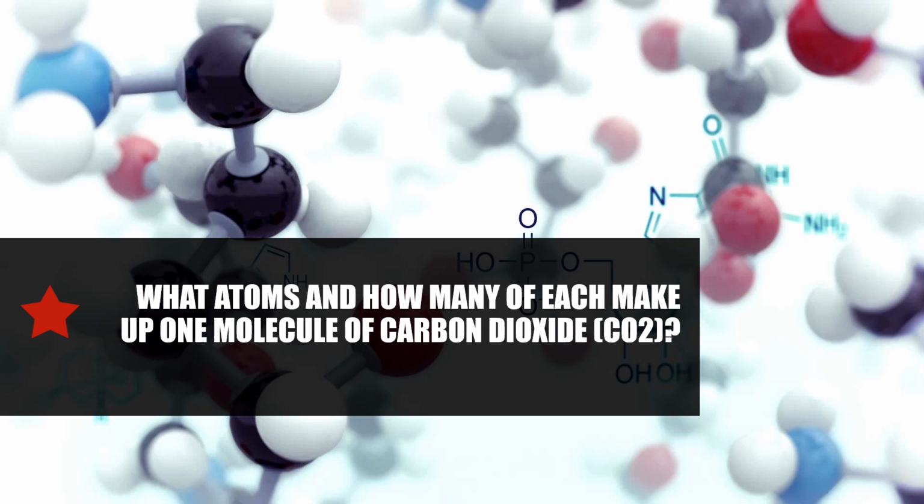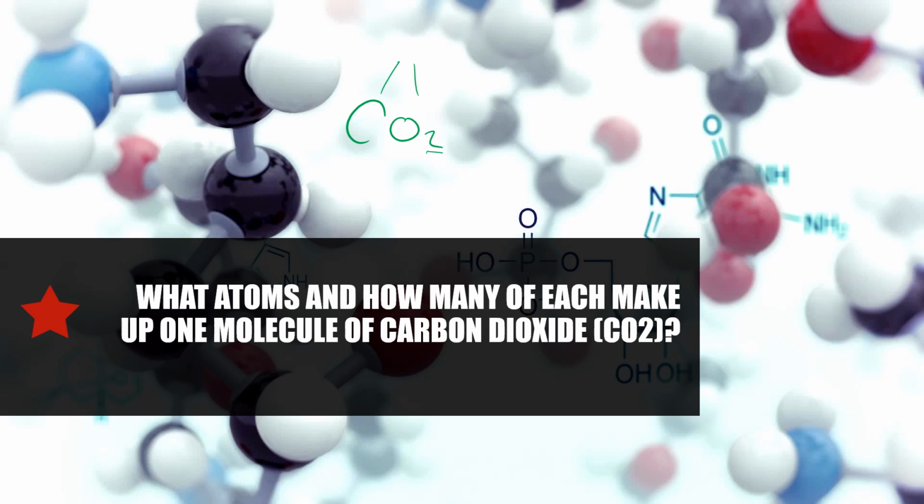Okay, so the first question we're being asked is how many atoms, and how many of each atom, make up one molecule of carbon dioxide. To solve this, you just need to look at the chemical formula for CO2. Every one of these letters is an elemental symbol, so you have two different elemental symbols. The number that comes afterwards, this little tiny number, is called a subscript.